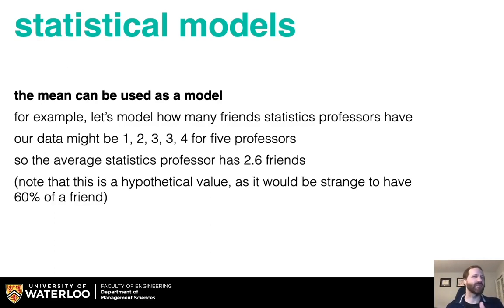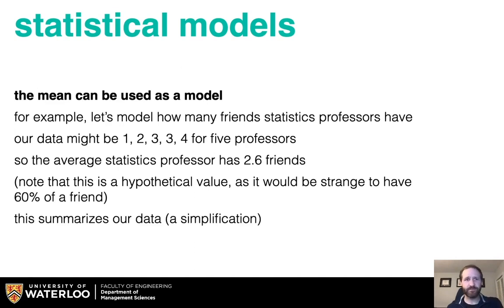Note that this is a hypothetical value. It would be very strange to have 60% of a friend. Maybe they're a frenemy, but a little bit more of a friend than an enemy. Maybe they're somewhere between an acquaintance and a friend. Who knows? But this summarizes our data. It's a simplification. You can say, on average, statistics professors have 2.6 friends.